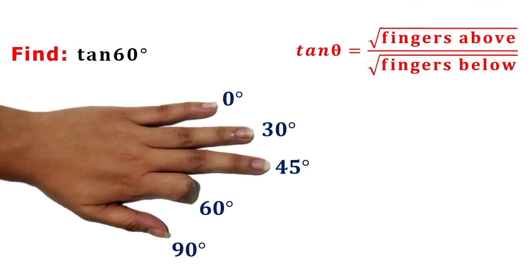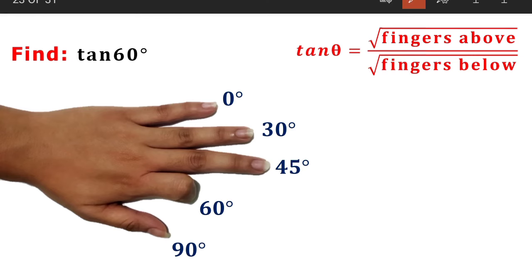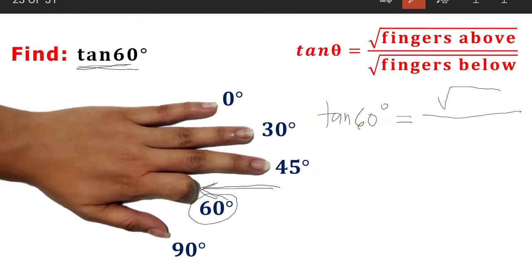Next example. So we will get the value of tan 60 degrees. So your finger representing 60 degrees is your index finger. So you have again to fold your index finger. So let's solve. Tan 60 degrees equals the square root of the fingers above 60 degrees. So we will count how many fingers above. 1, 2, 3. So we will write here square root of 3. And for the denominator, we will count the number of fingers below. So how many fingers below? We have 1. So we will write here 1. So let us now simplify.